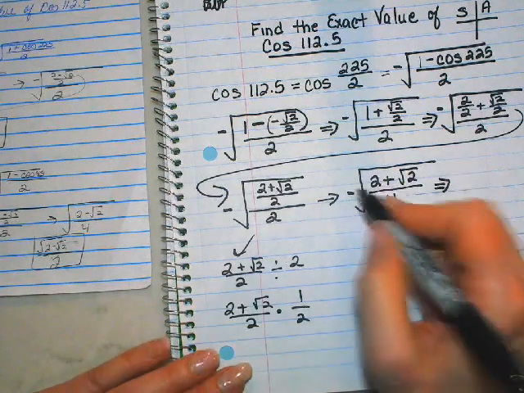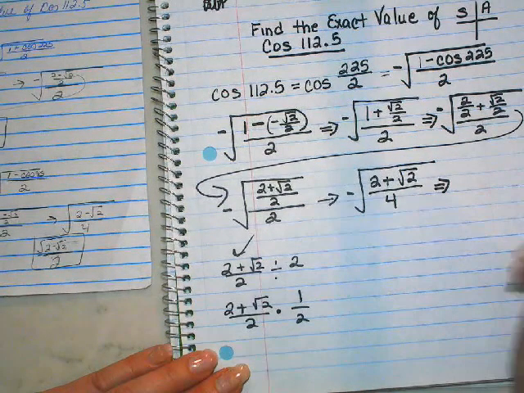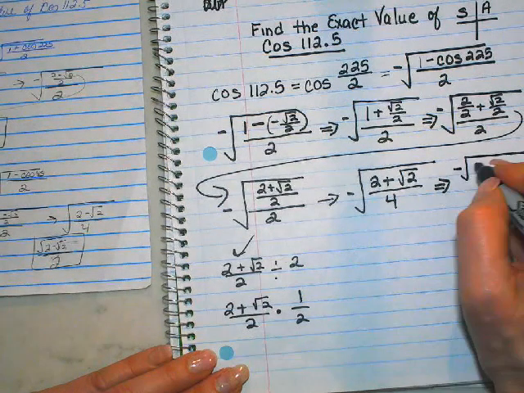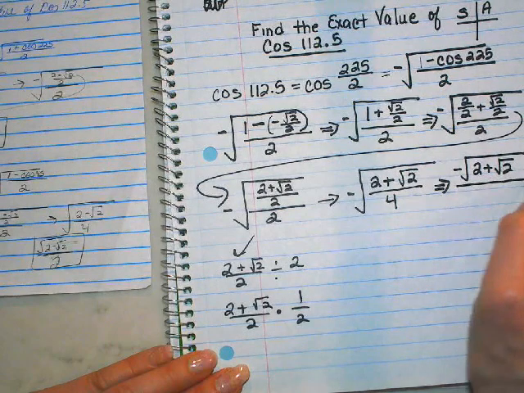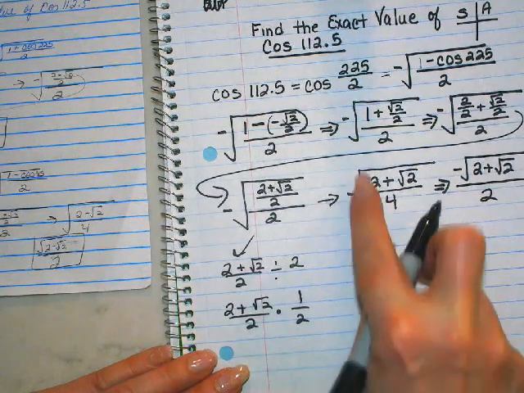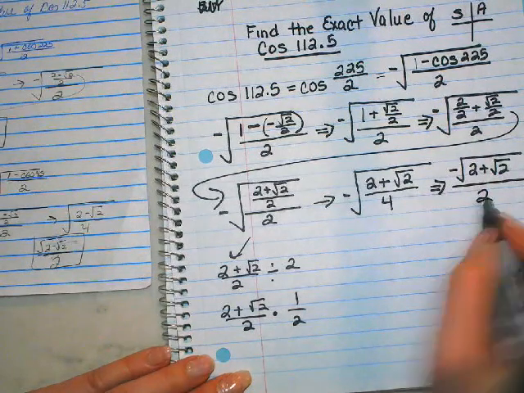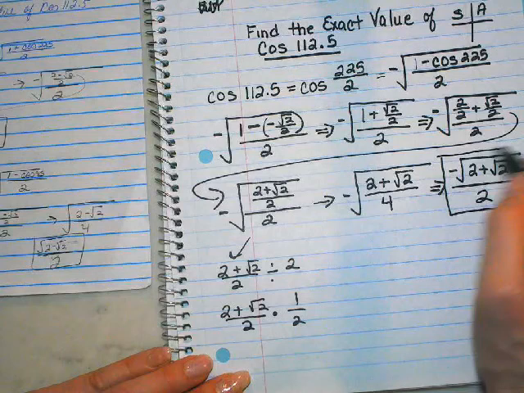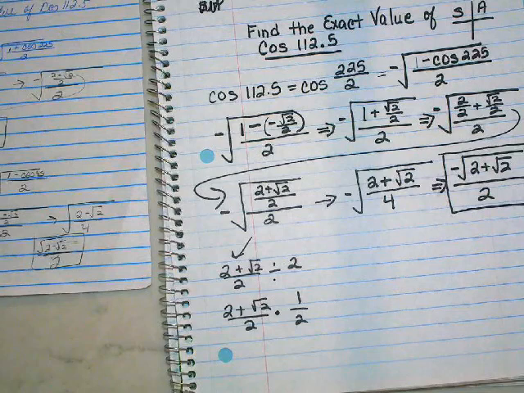Okay, and let's see, can I simplify that? Well, I could take the square root of the denominator, so it's just going to be, and this is where it looks a little awkward, negative the square root of 2 plus radical 2 all over 2. Because if I square root the top, I'm left with a square root over a square root, that's fine. And if I square root the bottom, I'm left with 4. That is going to be your final answer.